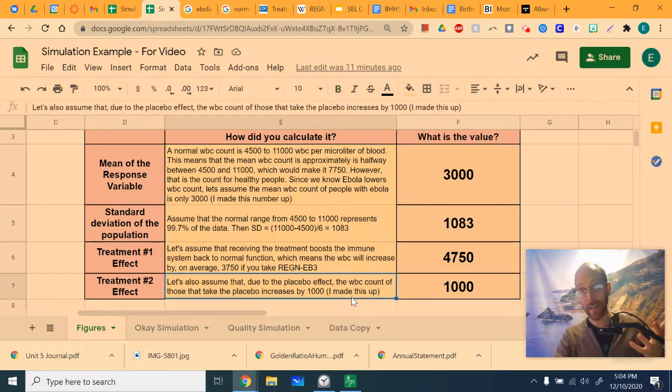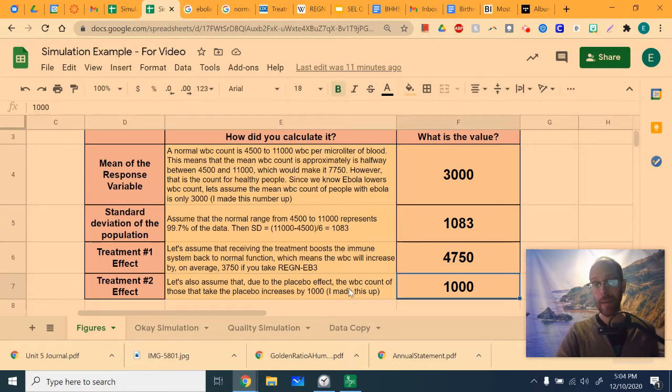Finally, since I believe the placebo effect is a real thing, even the people that receive the placebo are going to get a little bit better. So I decided to add 1,000 to them. That was a number that I made up. I could have done 500 or 1,500 or whatever. So that's how I came up with these 4 numbers. You're going to have to come up with the same 4 numbers for your study.